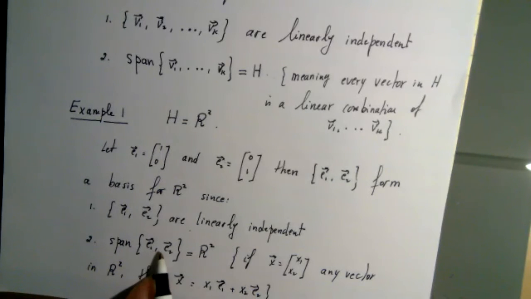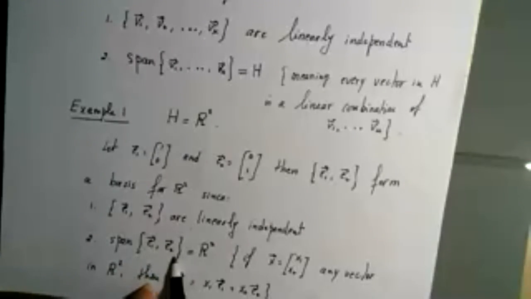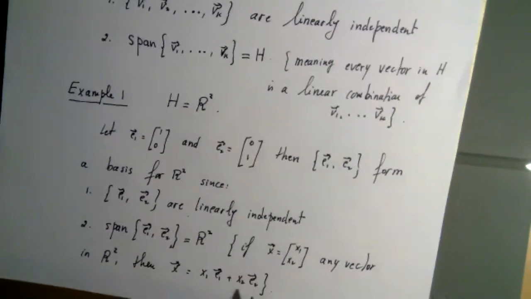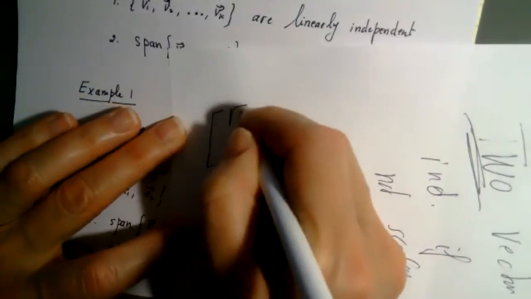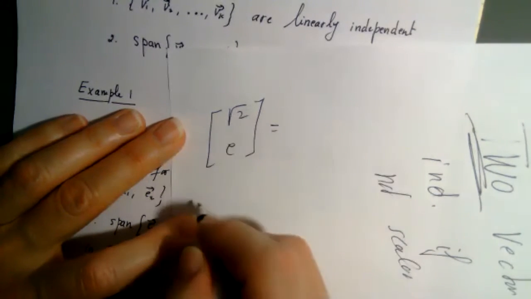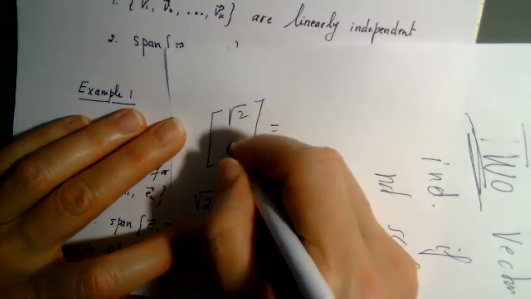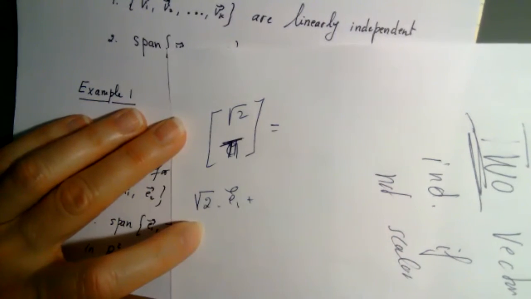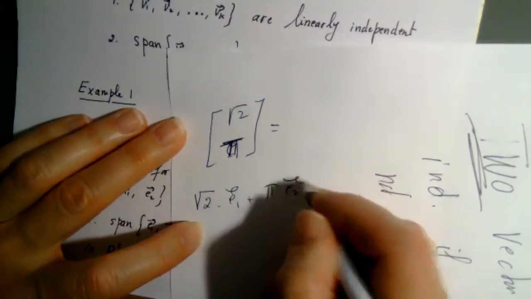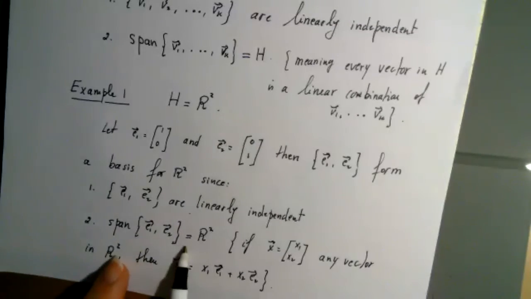And their span is R2, meaning every vector in R2 could be written as a combination of e1 and e2. And in this case, I will tell you why. If I give you any vector in R2, suppose I take the vector (square root of 2, pi), I can write this as a combination of e1 and e2. Regardless of what the vector is, I can write it as a combination of those. So every vector in R2 is a combination of e1 and e2.